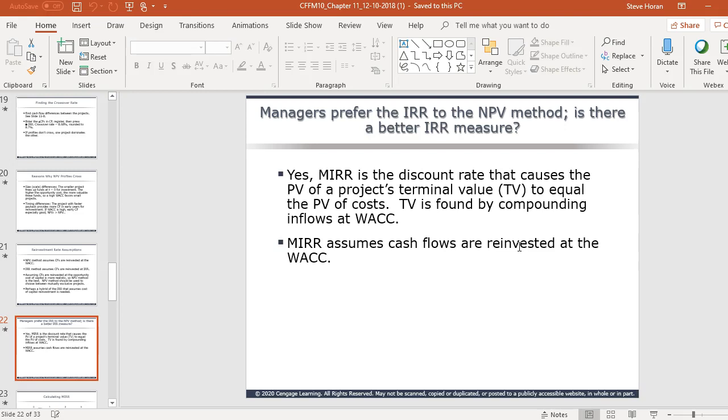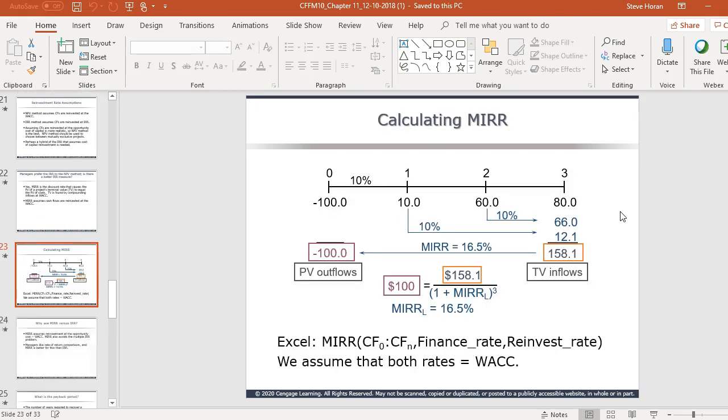To do this, you have to find out what the terminal value of a project is. Terminal means end, right? The ending value of a project. So you compound inflows. Compounding means you're doing future value. If you recall from chapter 5, discounting is present value and compounding is future value. So I'm going to find the terminal value by compounding all cash inflows to that end value, and then do a present value from there. Okay, so I'll show you how that works. Once you see the picture, I think it'll make sense.